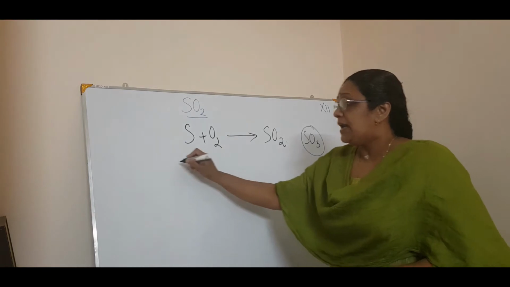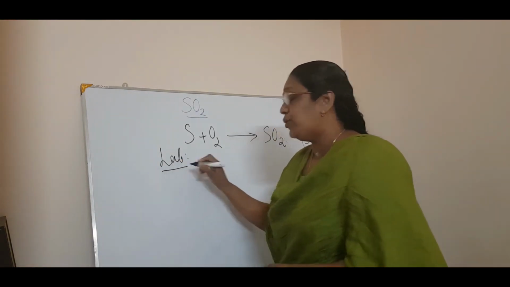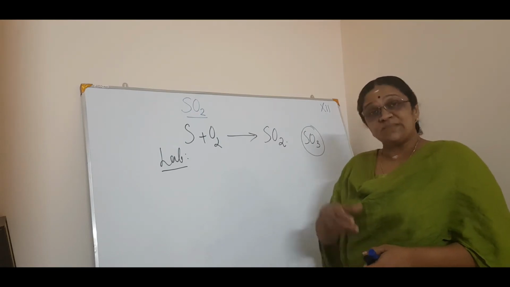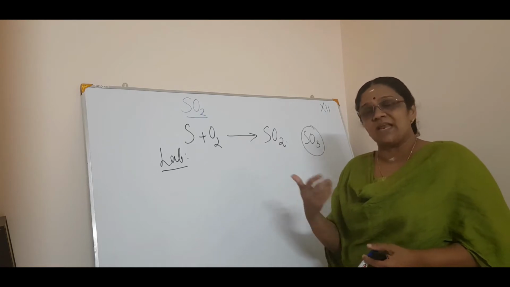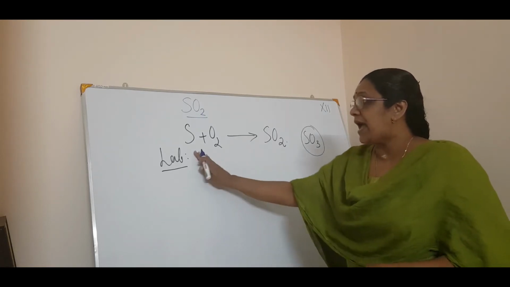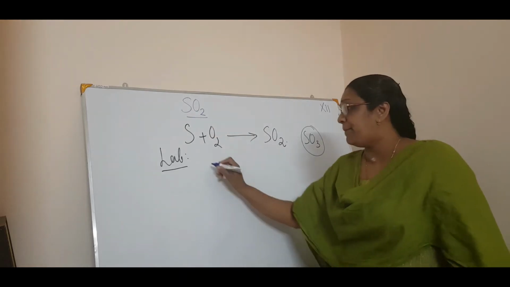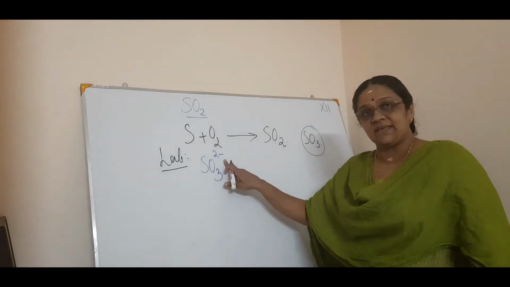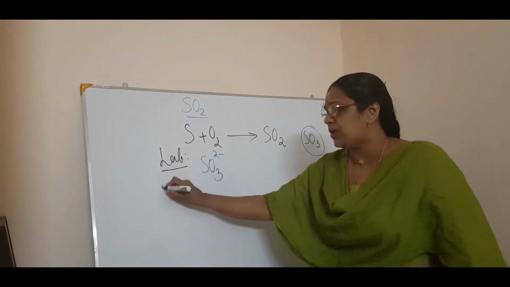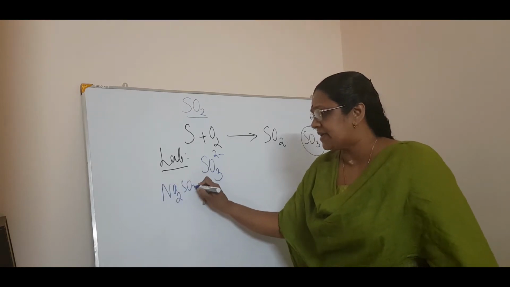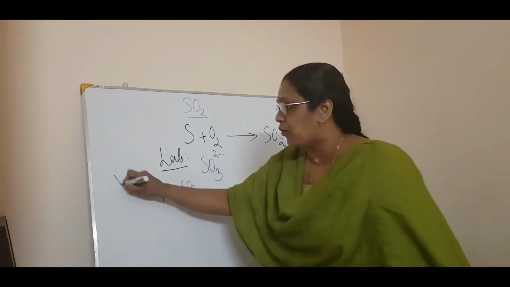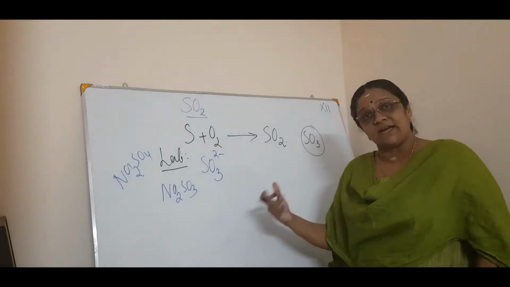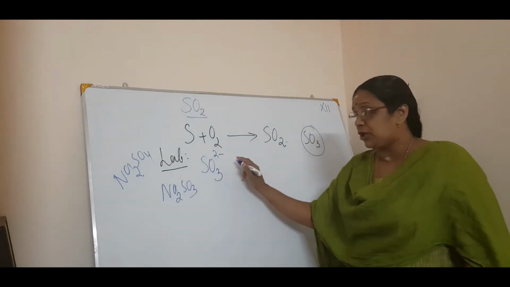Okay, now lab preparation. As I have already told you, there will be a lab preparation, then an industrial preparation, or a small scale preparation, as well as sometimes a large scale preparation. In the case of lab preparation, sulfur dioxide can be prepared from any sulfite. Sulfite means SO3 2 minus. For example Na2SO3, sodium sulfite. Sulfate is SO4, isn't it? Na2SO4 is sodium sulfate, whereas Na2SO3 is sodium sulfite. This is an ionic equation.